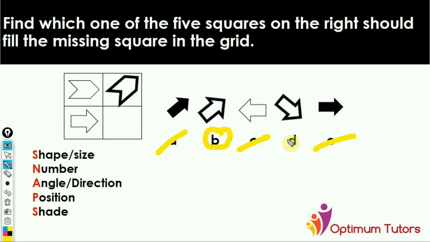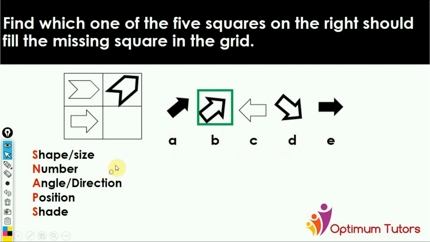And finally, option D, even though it is the right shape and the border is correct, it's gone to an inconsistent direction, so it can't be option D. So I'm going to say it's option B, and that is the correct answer.